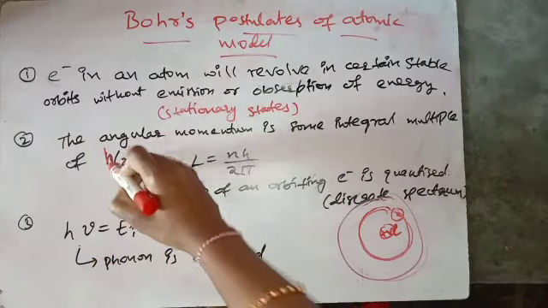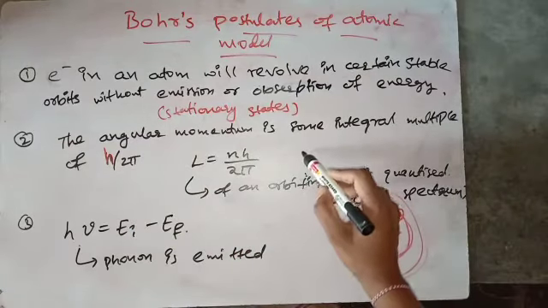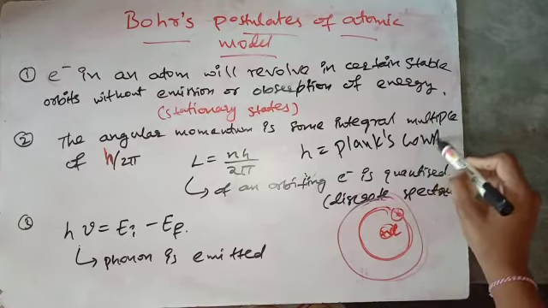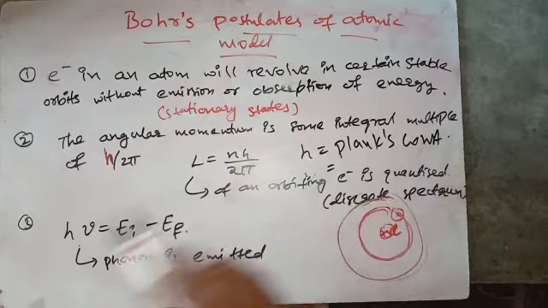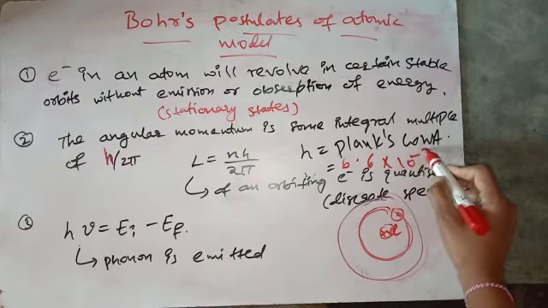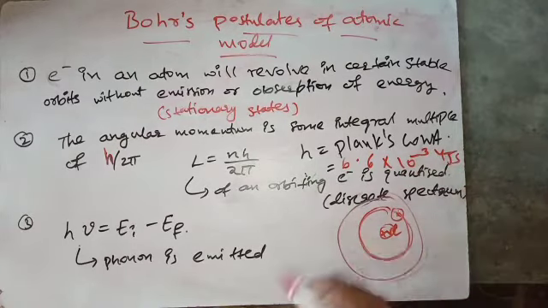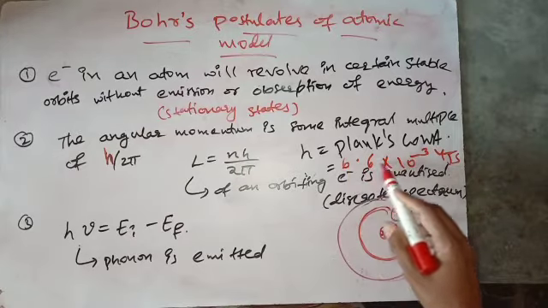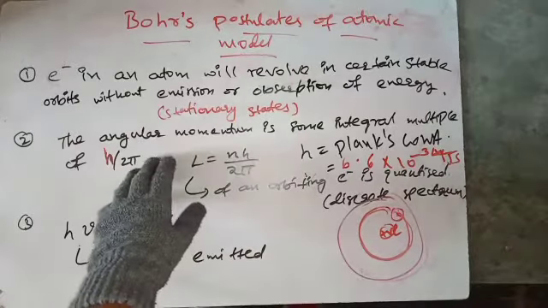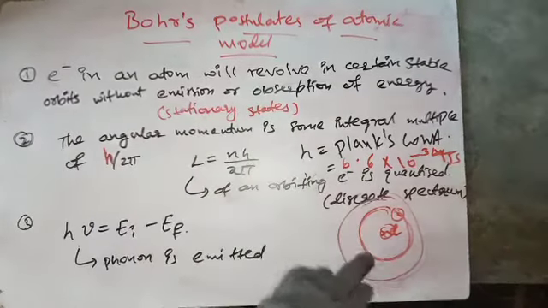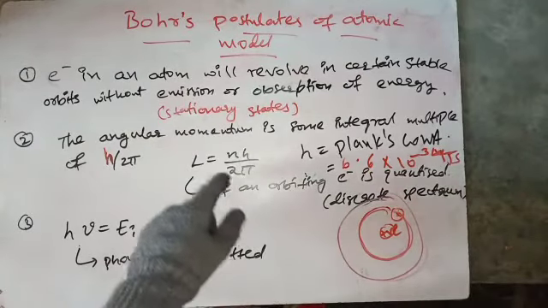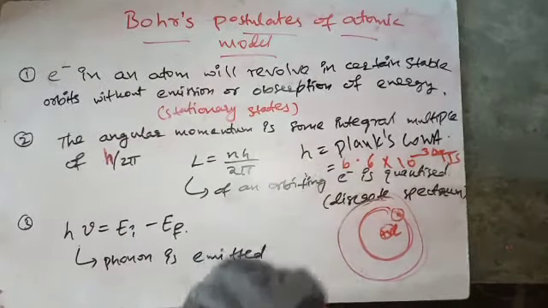This is the first postulate. Coming to the second one, the angular momentum is some integral multiple of h by 2 pi. What is this h? h is Planck's constant, whose value is 6.6 into 10 power minus 34 joule second. So the angular momentum of each orbit is an integral multiple of h by 2 pi, where n is an integer.